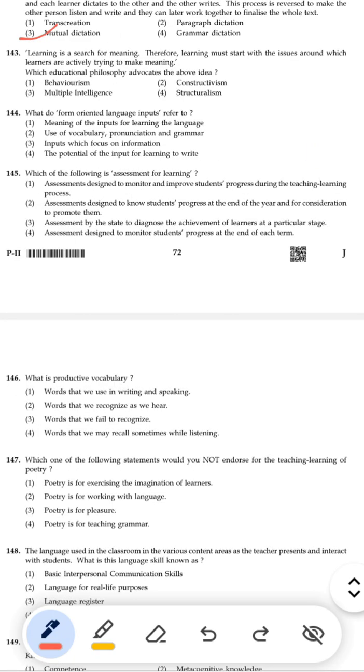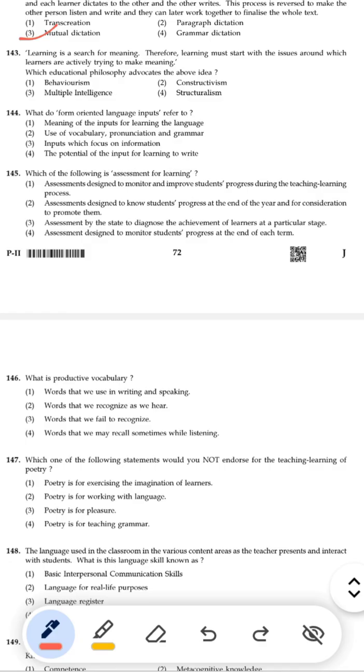Moving on to question number 143. Learning is a search for meaning. Therefore, learning must start with the issues around which learners are actively trying to make meaning. Which educational philosophy advocates the above idea? If you see, if a learner is made to change his or her behavior while the learning process, that would be behaviorism.